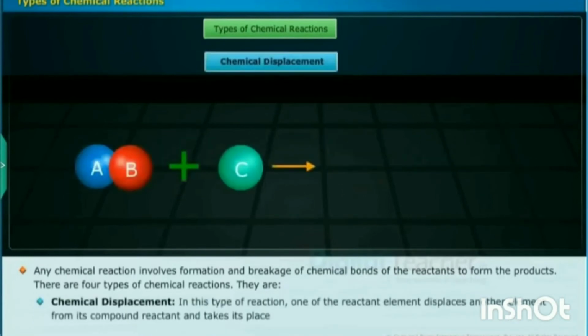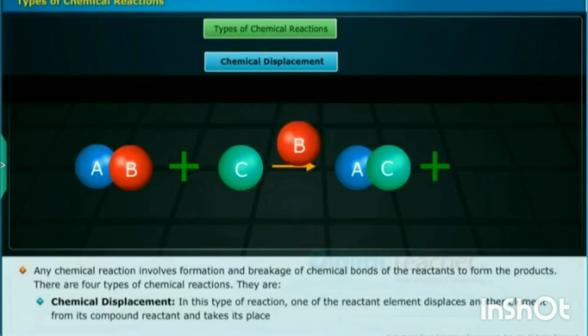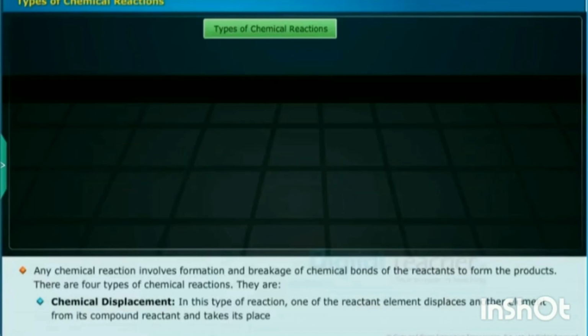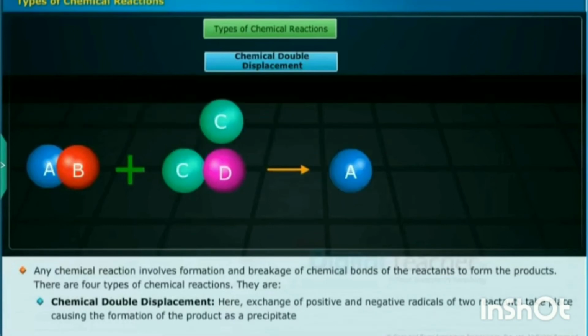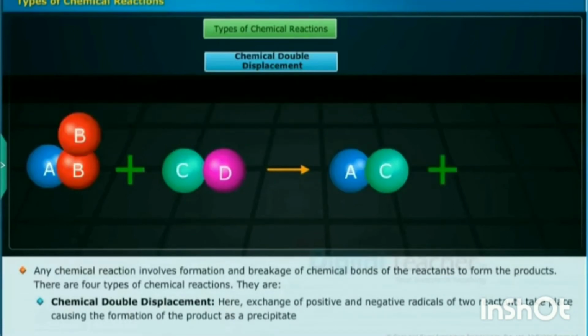Third one is displacement reaction. In this type of reaction, one reactant element displaces another element from its compound and takes its place. Fourth one is double displacement reaction. Here exchange of positive and negative radicals of two reactants takes place, causing the formation of a product as a precipitate.